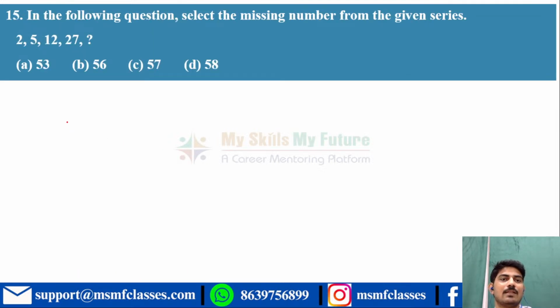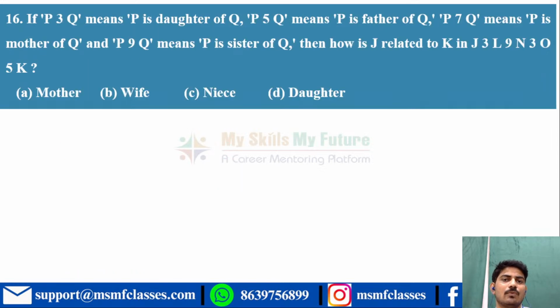So we need to find the series here: 2, 5, 12, 27, question mark. So what will be the logic present here? Into 2 plus 1, I'm getting 5; into 2 plus 2, I'm getting 12; into 2 plus 3, I'm getting 27; and into 2 plus 4: 27 into 2 is 54, plus 4 equals 58, which is presented in option D. I hope we are clear with this point here. Let's move to the next question.